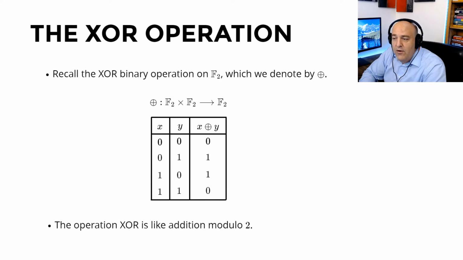Now let's also recall the XOR operation. The XOR binary operation on F2, we write that as ⊕. Here's the table of values that describes this operation, and really, it's just like addition modulo 2. When we look at the table of values, they're all pretty obvious. 0 plus 0 is 0, 0 plus 1 is 1, 1 plus 0 is 1, and 1 plus 1, we'll say, is 2, but 2 modulo 2 is 0. So that's the intuition behind the XOR addition operation on F2.